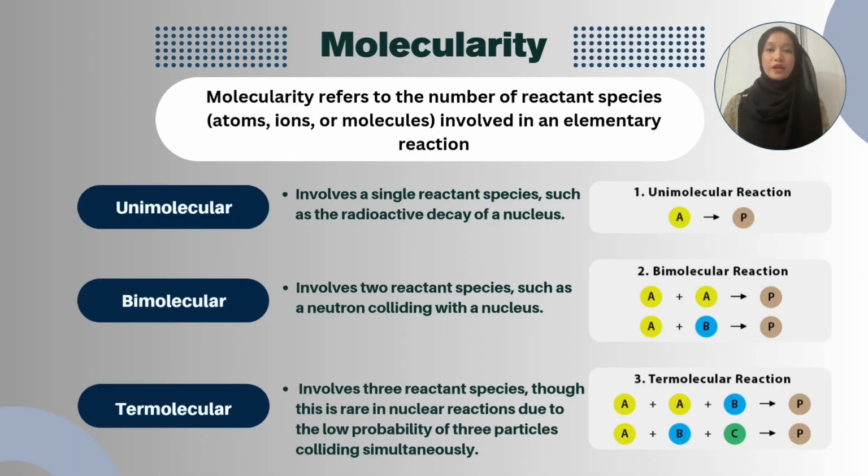Molecularity refers to the number of reactant species, such as atoms, ions, or molecules, involved in an elementary reaction. There are three types of molecularity: unimolecular, bimolecular, and termolecular. The main one to discuss is unimolecular, which involves a single reactant species, such as in radioactive decay.